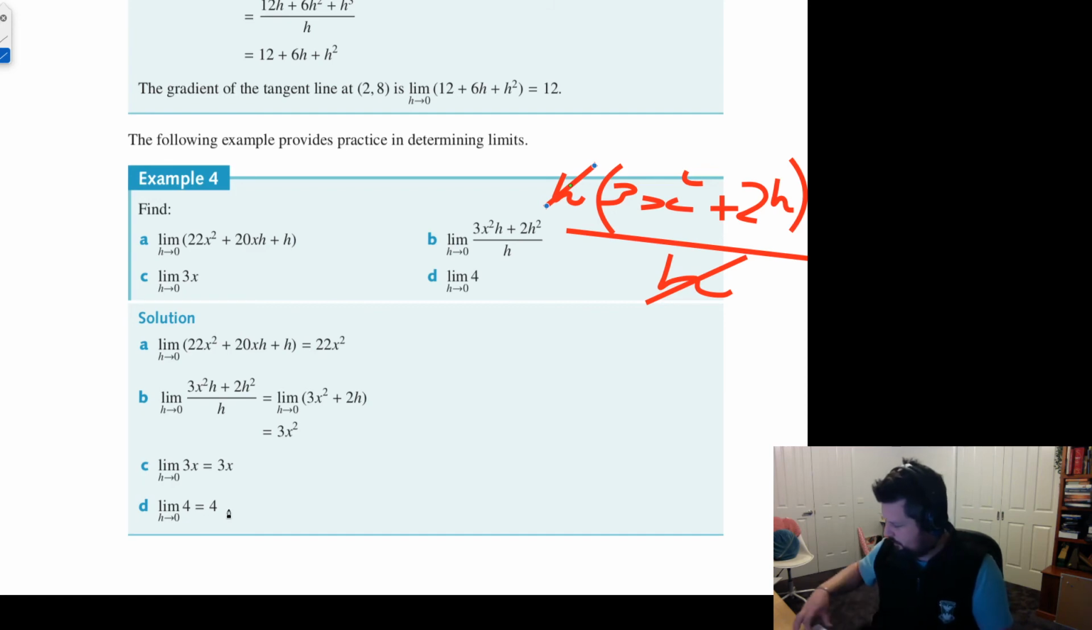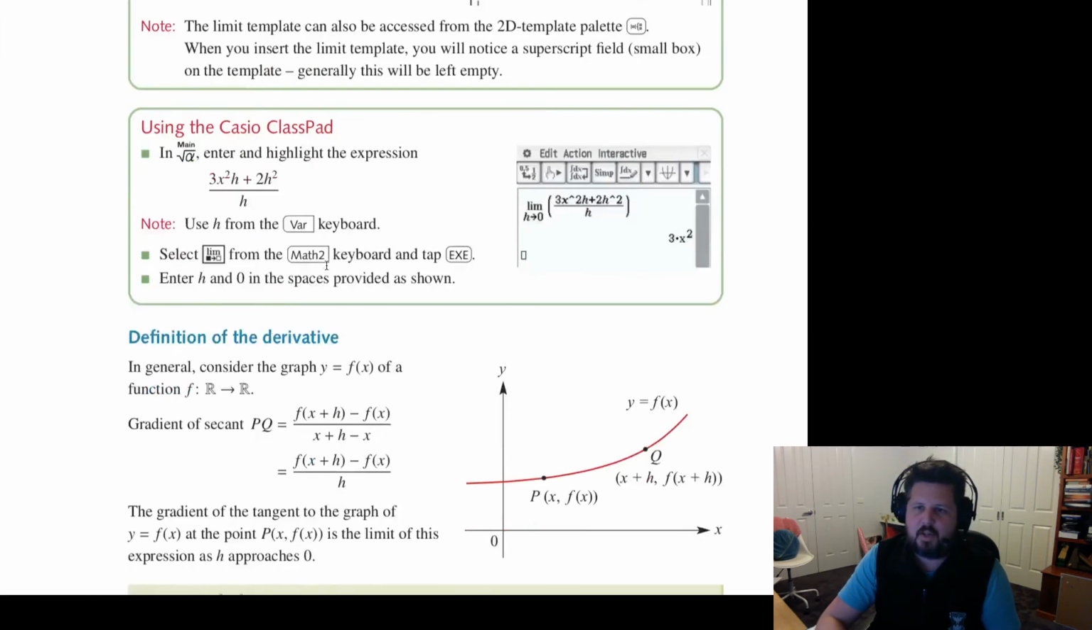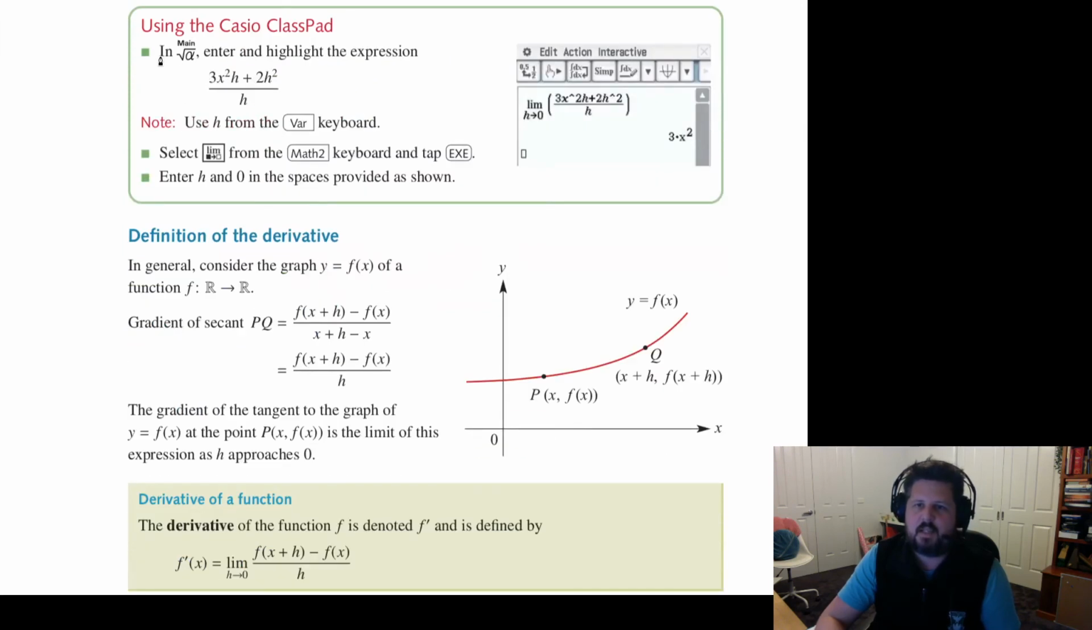Cool. Now again, these particular things can be done on your calculator. You can see here in the Maths main section, if you had to calculate the limit of that there, you can use h as a variable from the keyboard. There is a limit button in the Maths 2 section, which will bring up this template. You can go find the limit of h as it approaches 0, filling it out for this, and it will calculate it for you.